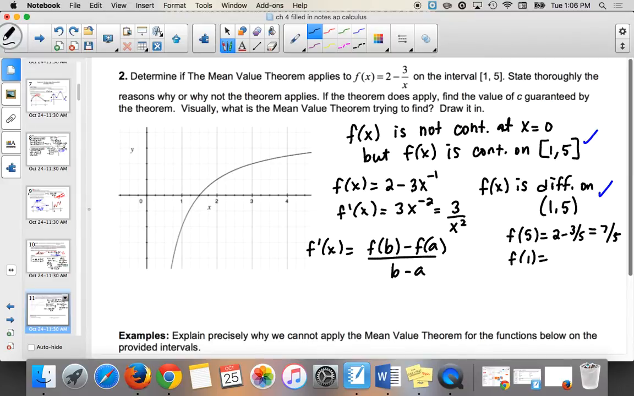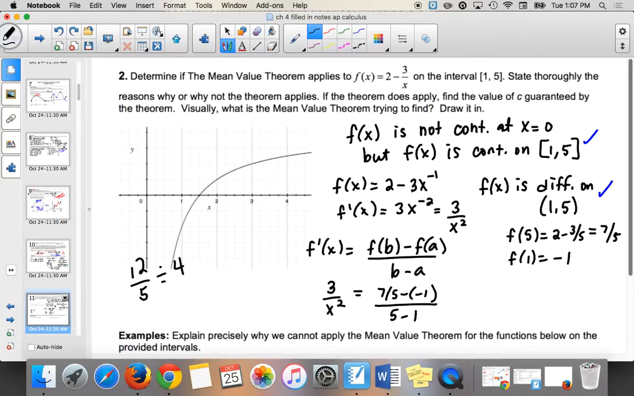And then f of 1 is going to be 2 minus 3 over 1. So 2 minus 3, that one is pretty. Negative 1, right? So we have 7 fifths minus a negative 1, divided by 5 minus 1. And that's all equal to our derivative, which was 3 over x squared. So what do we get on the top? 7 fifths plus 1 is 12/5. So 12/5 divided by 4. What is 12/5 divided by 4? 12/20ths, or you could flip it and then reduce, so 3/5.